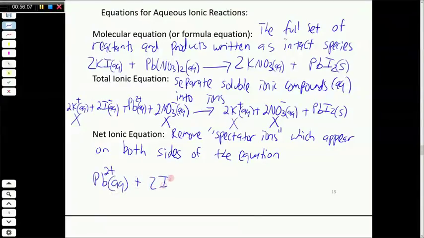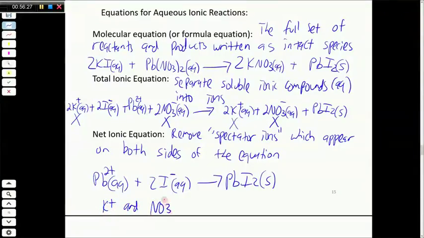Two I minuses, and then those combine to form PbI2 solid. So this is what's called the net ionic equation. It just includes the ions that are changing from aqueous to a precipitate, from the reactants to the product side, and that leaves out K plus and NO3 minus, which are the spectator ions.